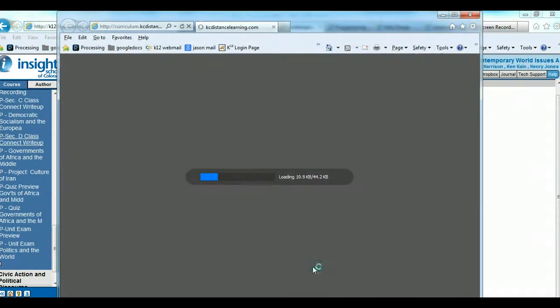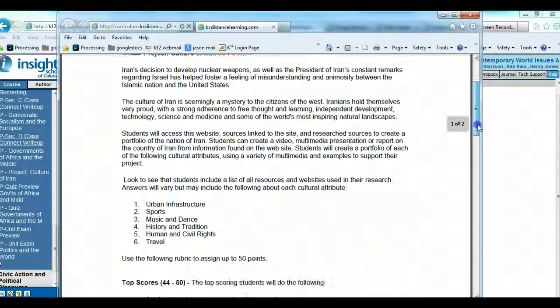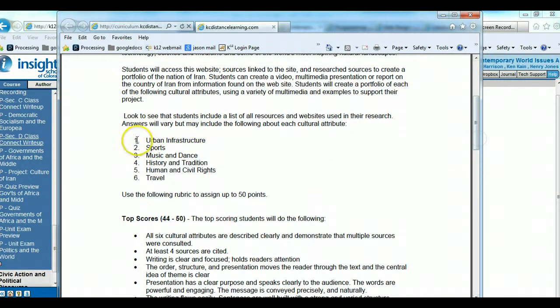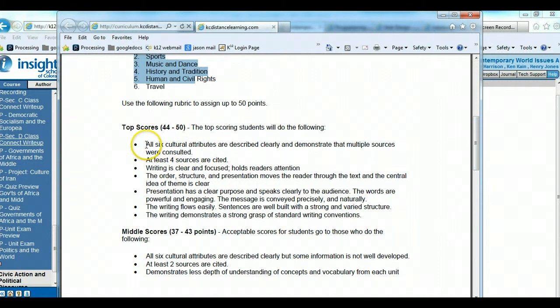You can click on the rubric and see how you're going to get graded on this. This tells you a little bit more about it. Again, you're going to have 6 sections, clearly defined, so I know what you're talking about. All 6 of those items are addressed. At least 4 sources are cited. So at the end of your report you'll cite the 4 sources you used, whether they're websites or whatever they are. Make sure you use the proper website citations.